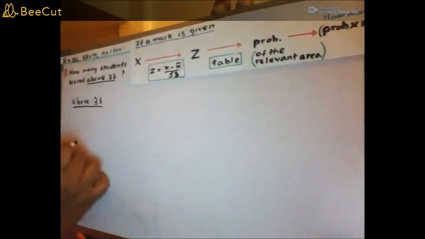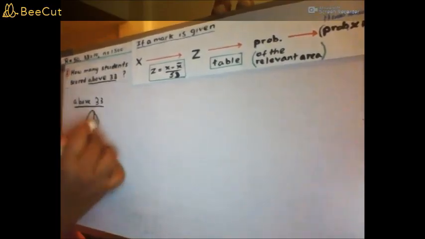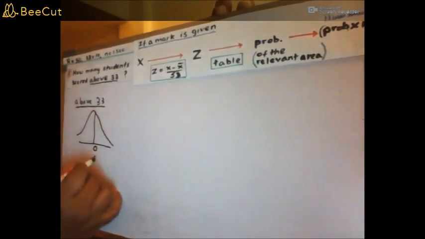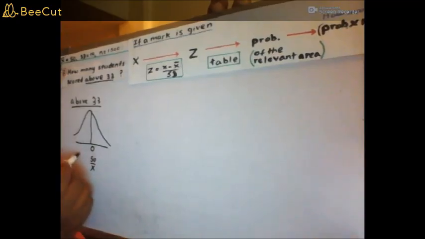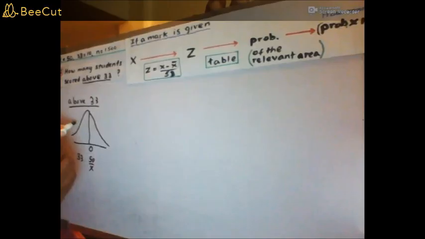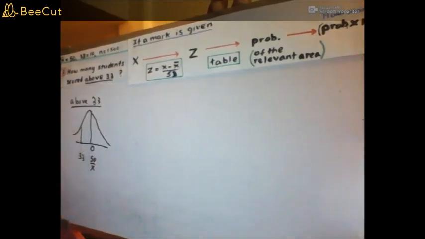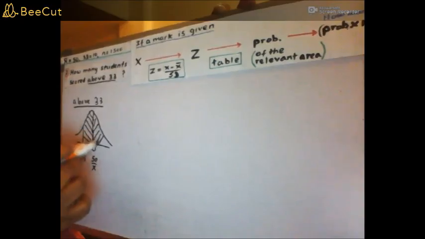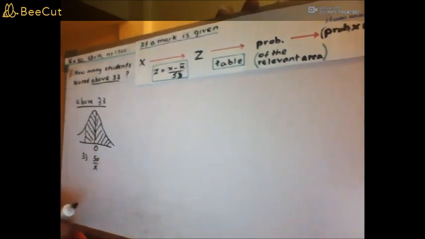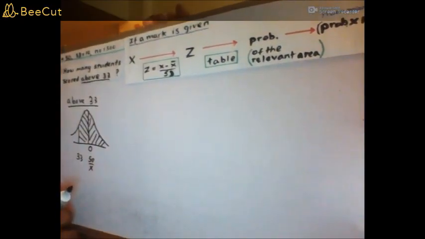Then draw the curve, 0, 50, x bar. Then 33, where's 33? Here on this side. 33. Then above. 33 is there. What's the condition? Above. So above 33, the whole area, shade it. You'll have to do these quickly, right? Don't use rulers. Above 33.